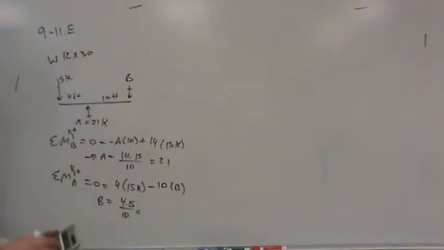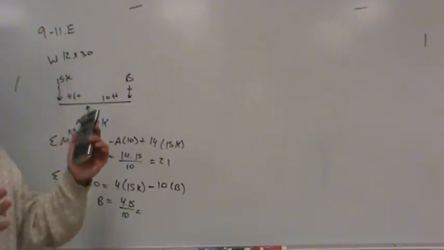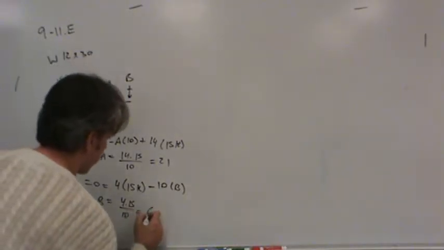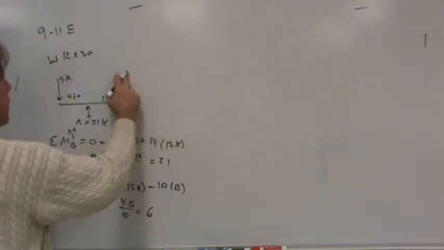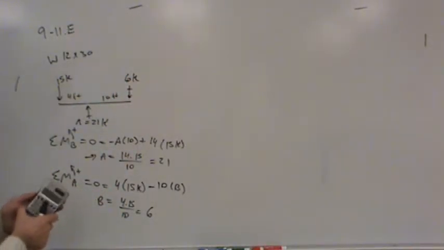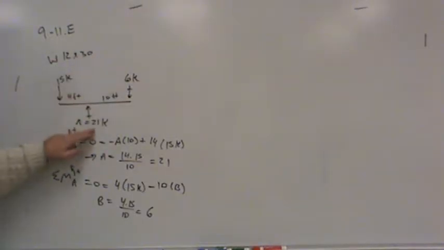The 15 has units of thousands of pounds. So B comes out in? Thousands of pounds. Okay, K's. Not newtons. Not kilonewtons. Not PSI. Force, in thousands of pounds. So 4 times 15 over 10 is 6. So I think that this should be 6K. Let's see if that works. Sum of forces says that 15 plus 6 should be 21, and that's true. So this worked.